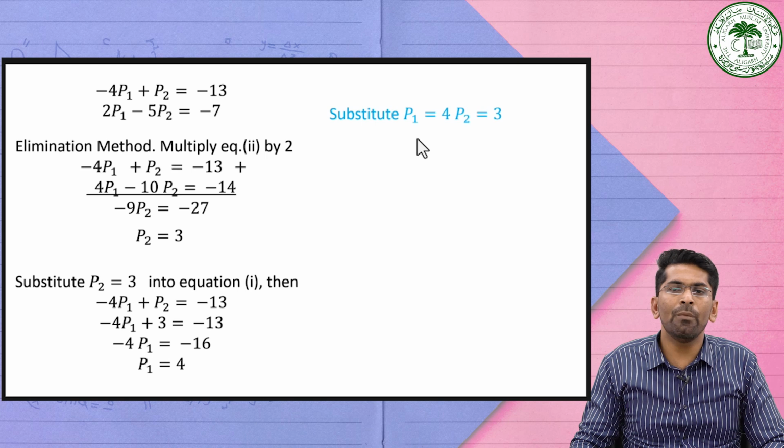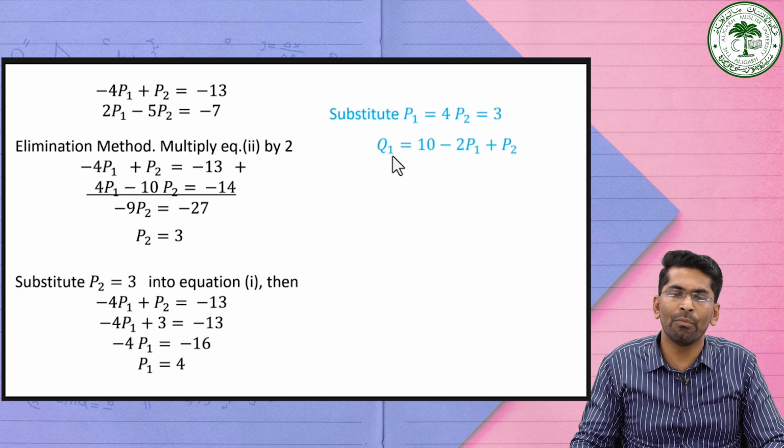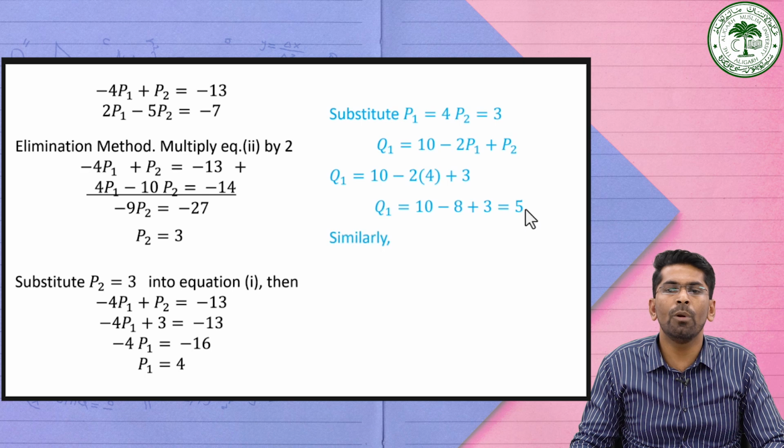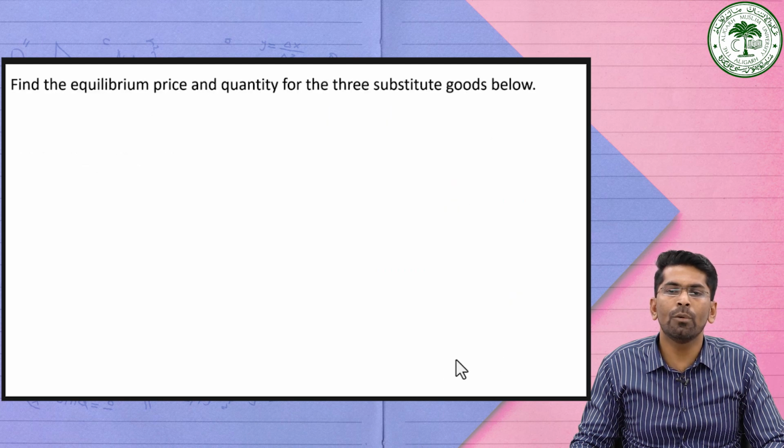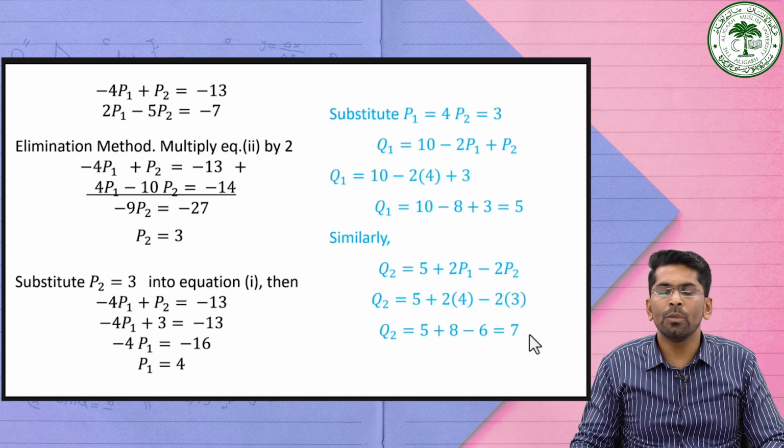Substituting P1 and P2 in the quantity of 1, you will get Q1. Q1 is equal to 10 minus 2P1 plus P2, and substituting P1 equal to 4, you will get Q1 equal to 5. Similarly, we have the Q2 function, which is equal to 5 plus 2P1 minus 2P2. Substituting P1 and P2 here, you will get Q2 equal to 7.